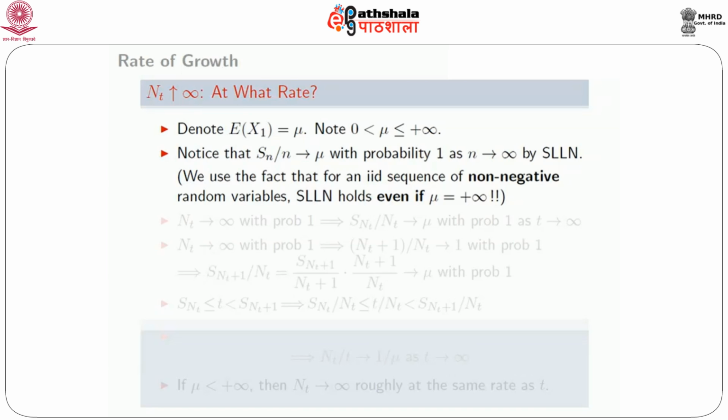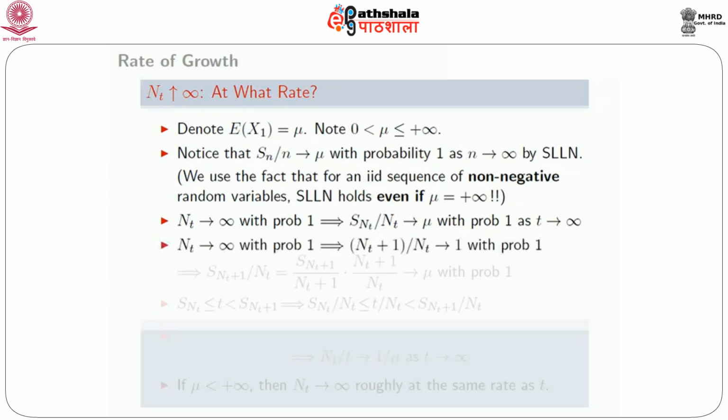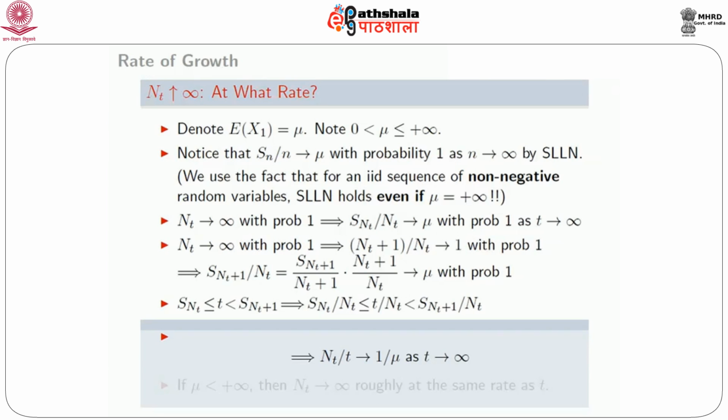Now, at this point, you may wonder: don't we need finiteness of the mean for the strong law of large numbers? Well, yes and no. In general, you do need it for the strong law of large numbers. That is true when there is a finite mean. However, in case of an IID sequence of non-negative random variables, the SLLN holds even if the common mean is infinite. That is, in case your Sn are partial sums of an IID sequence with plus infinity as the mean, then Sn over n goes to plus infinity with probability 1.